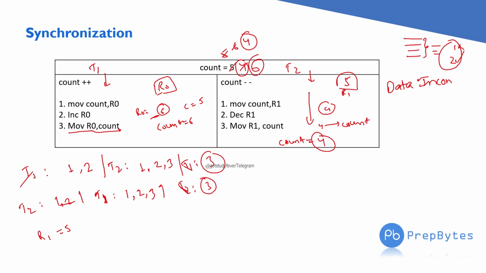So in this order T1 gets first, in this order T2 gets first, so it depends on the execution order, then this type of condition is known as the race condition. Okay, so this is known as the data inconsistency problem.